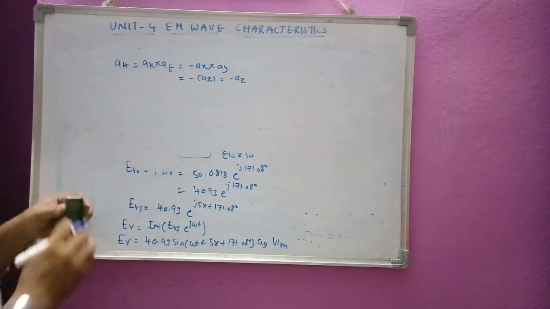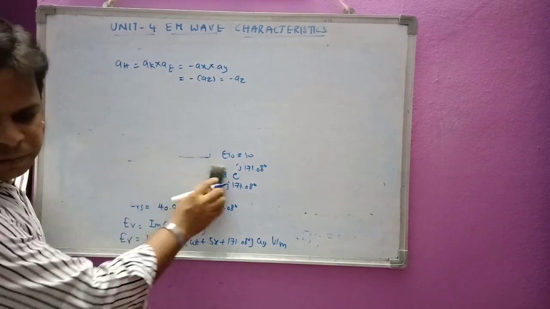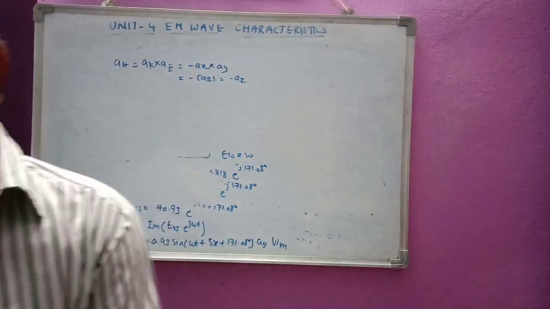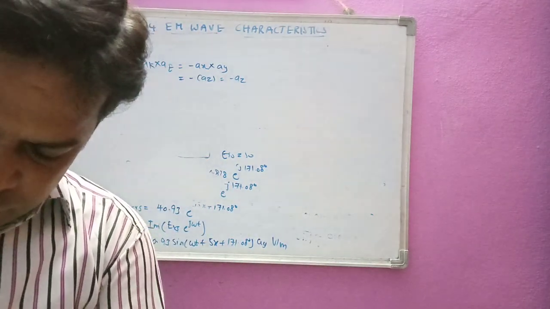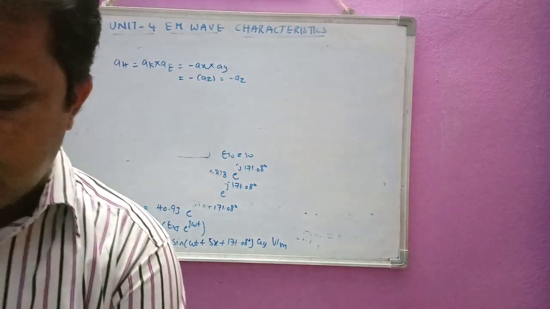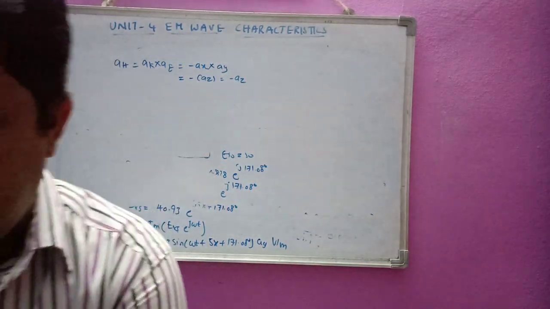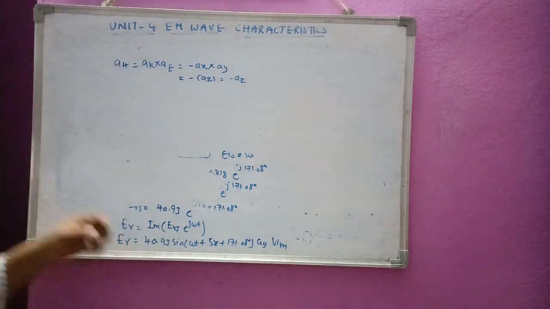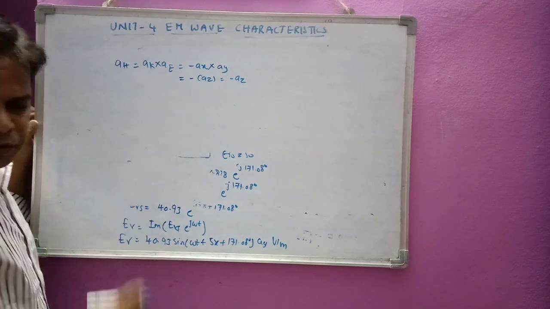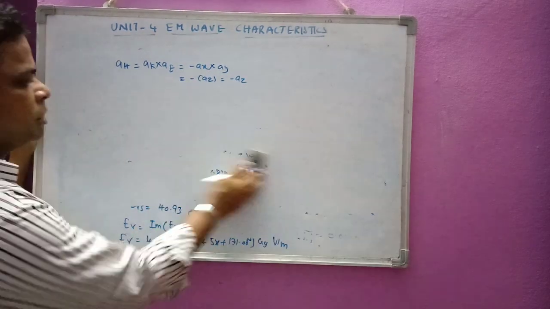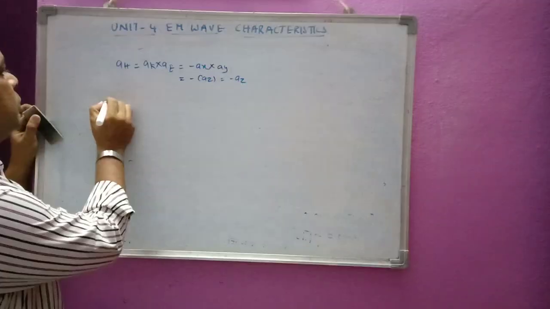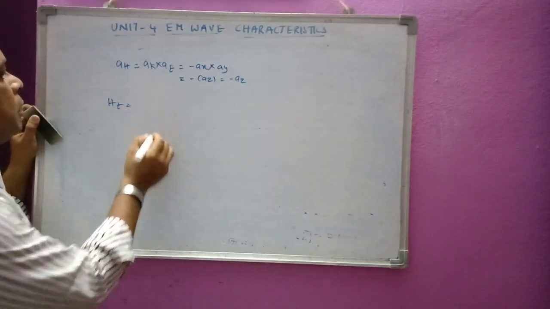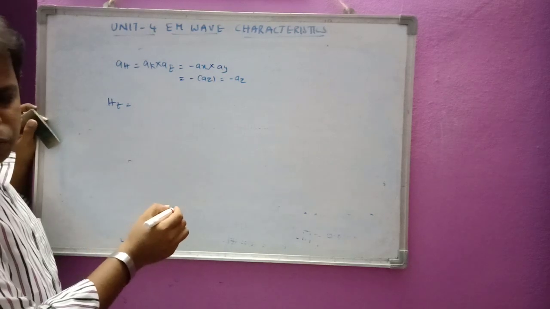Okay, so we have to find this. First we have got the B question, and in that question we have got the value of EI. Next we have to find the transmitted electric field and the transmitted magnetic field. HT will be equivalent to what? HT will be equivalent to ET naught by eta 1, eta 2.